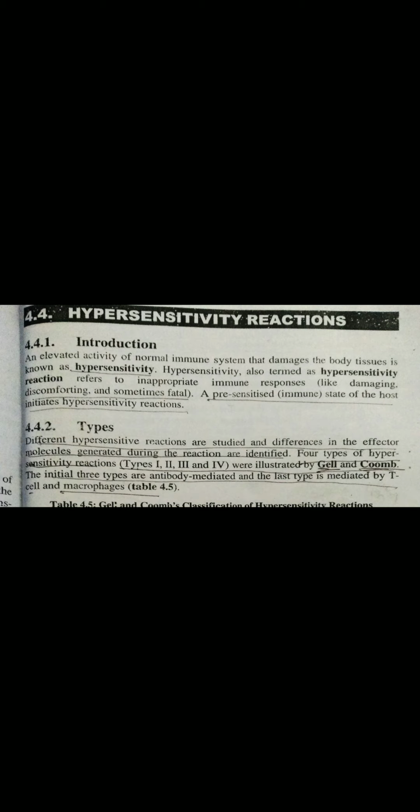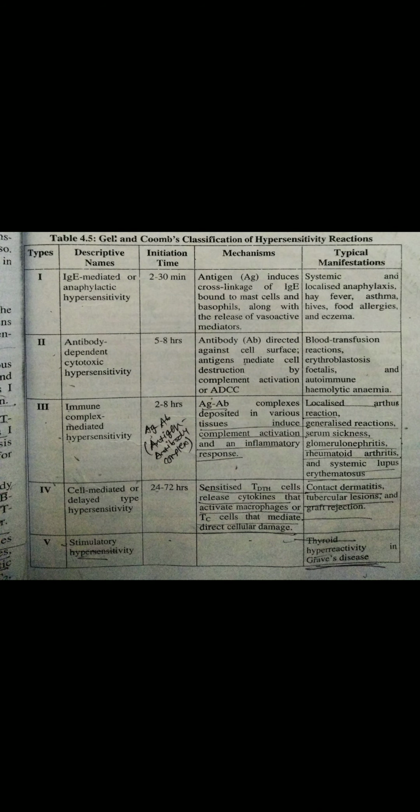So according to this, hypersensitivity is divided into four classes, and this division was done by Gell and Coombs. The first three types are antibody mediated hypersensitivity, while the fourth one, the last type, is mediated by T cells and macrophages. So the first three types of hypersensitivity reaction involve antibodies, while the fourth involves T cells and macrophages. This is the general division of hypersensitivity.